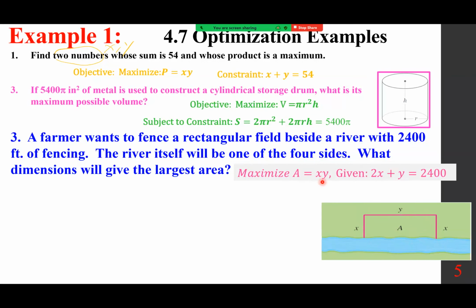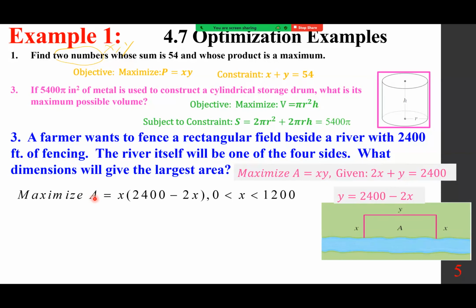A is a function of two variables. To make it a function of one variable, we always go to the constraint and we solve for one of those variables. If I solve for y, I get 2,400 minus 2x. And if I put it into this, now A becomes A of x. You can literally change this to A of x. It's a function of one variable.